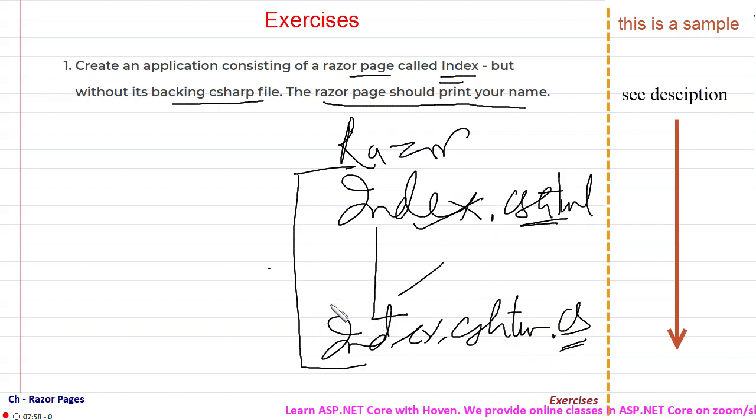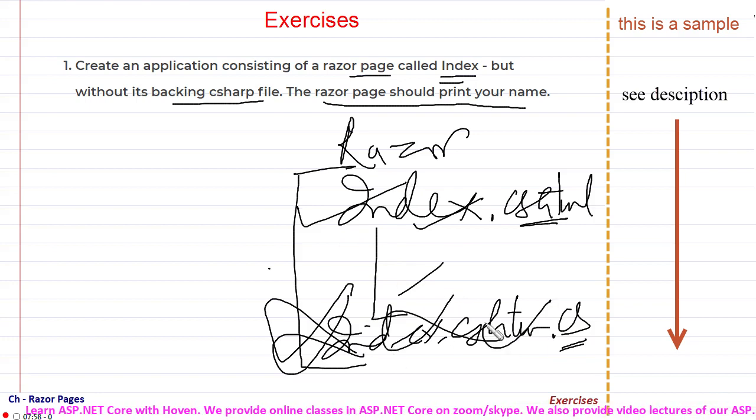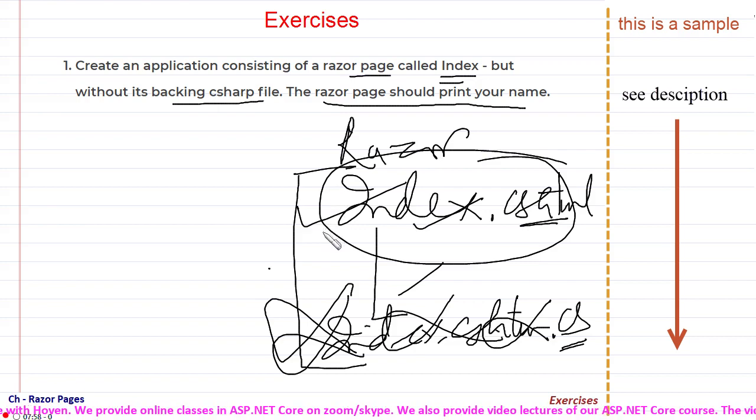Now this file contains the C# code, the code associated with the page. Now this file is optional. We can always write the entire code in the .cshtml file if the code is small.